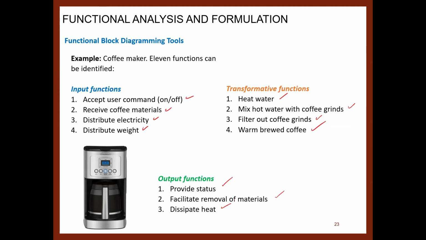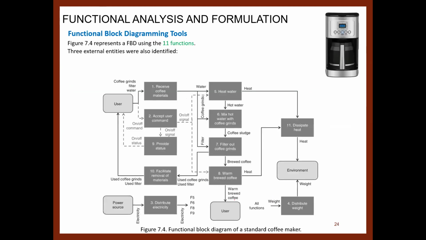So those are the input, transformative, and output functions for this coffee maker. And then if we were to build this functional block diagram for this coffee maker, there are 11 functions, and those are highlighted in darker rectangles. So these are your functions. And as you can see, as stated earlier, they are just simple. There's not a lot of information. Arrows can be connected.